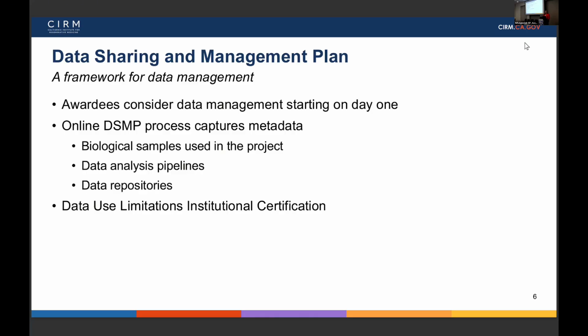And then we do have to do this data use limitations institutional certification. That's really specific to working with human samples, human cells, and human-derived cell lines. It requires the grantees as well as their institutions to understand and certify if there are any limitations on this data. Usually these limitations come in the consent form. If you're a person signing up for a trial, you sign a consent form and it might say, my data can only be used for XYZ.